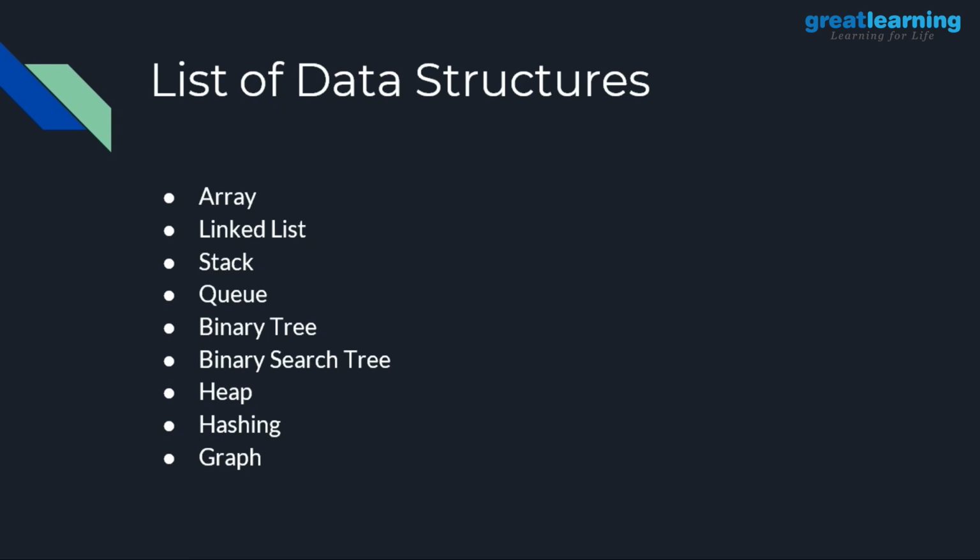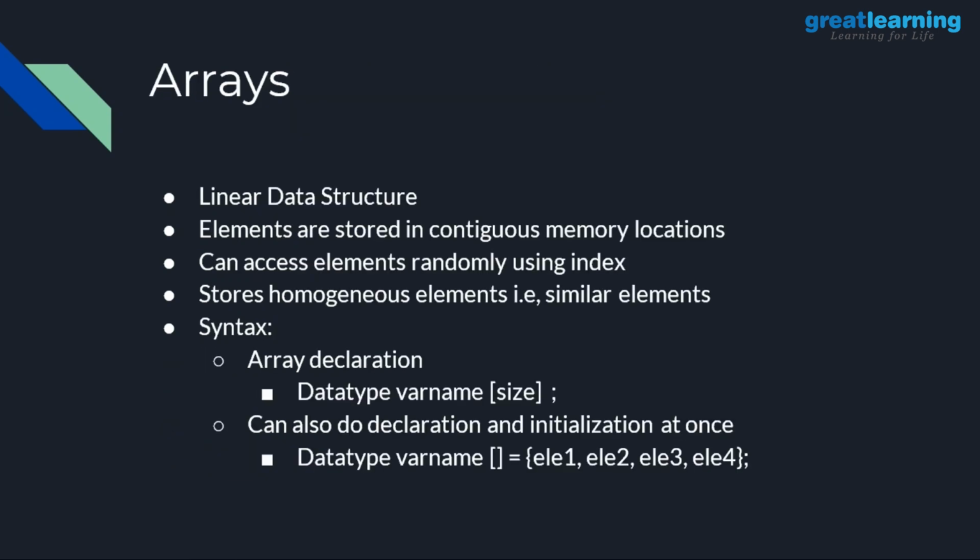So let's get started. Arrays are linear data structures. What do you mean by that? If you want to store something, it will be in sequence. There is 5, then there is 2, then there is 3. You want to store these. But what do you mean by contiguous memory allocation?